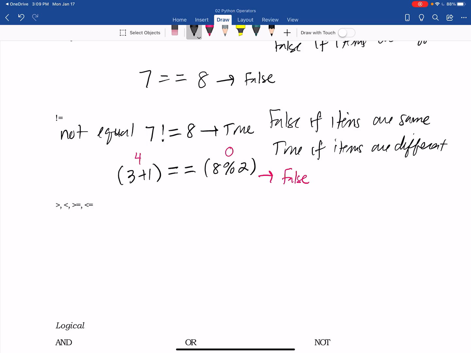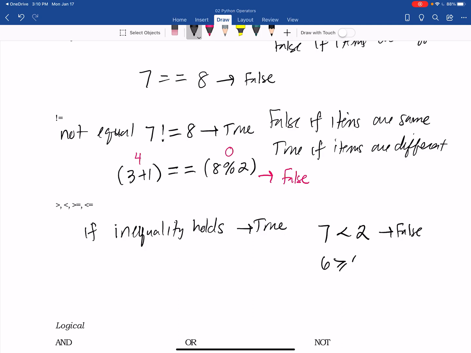These last four are greater than, less than, greater than or equal to, less than or equal to. Again, if the inequality holds, it's going to spit out to you true. If not, it's going to be a false. So if I said 7 less than 2, this would say, nope, false. That's what I spit out to you. If I say 6 greater than or equal to 5 plus 1, this would say true. Yes, I can compare those.